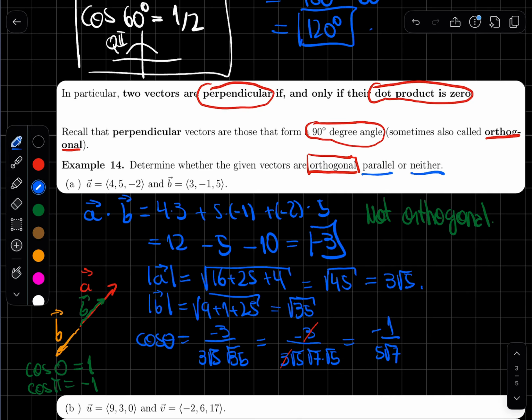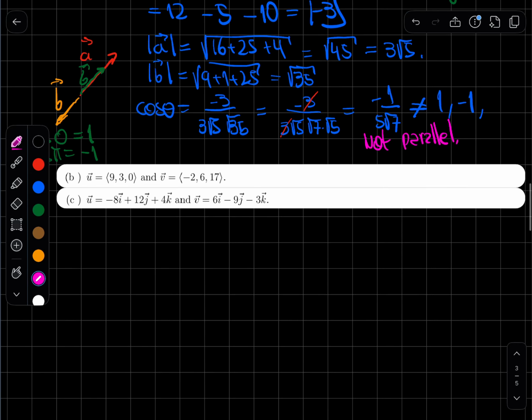I don't have to finish. This is not 1 and not -1 either. So they are not parallel. So the answer is that they're neither parallel nor orthogonal. Okay? Right. Now let's go to B.